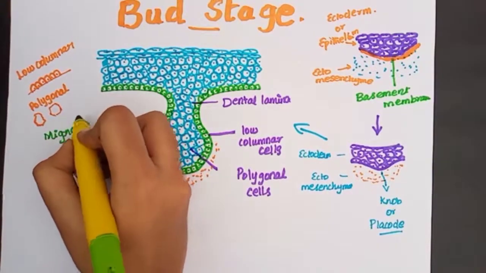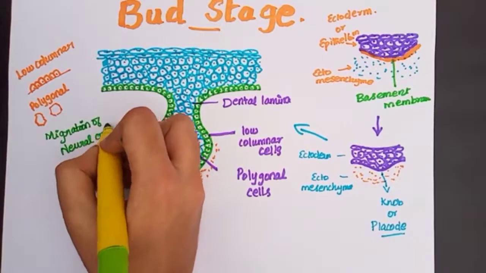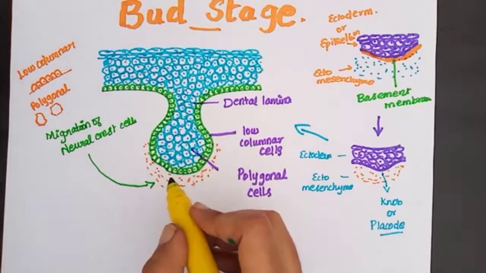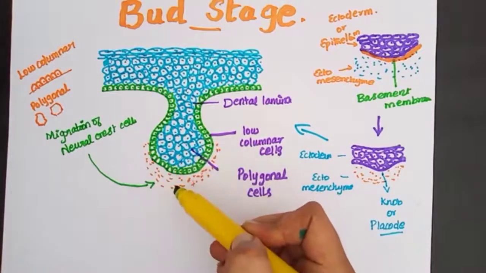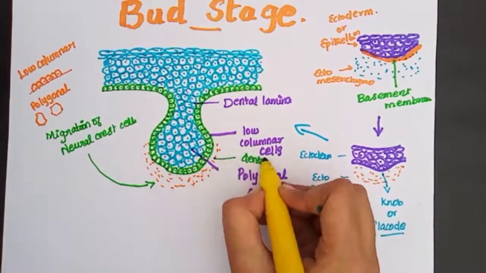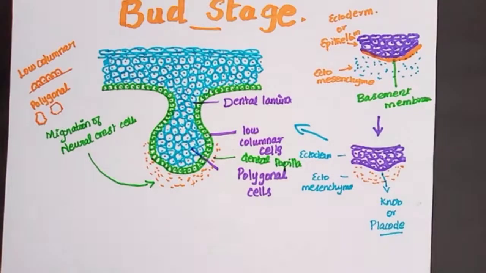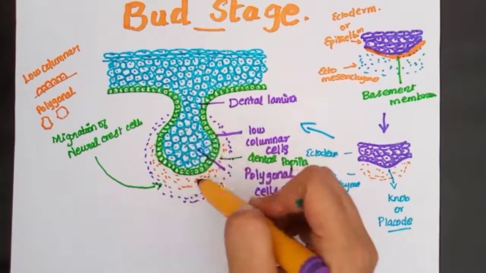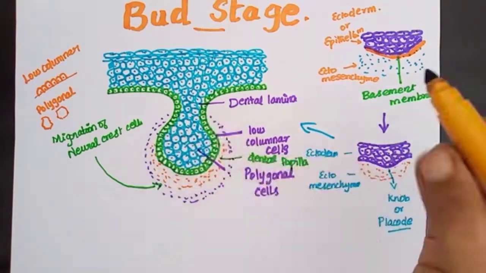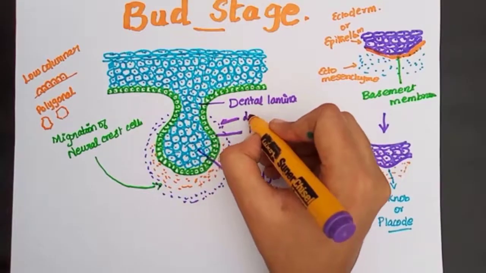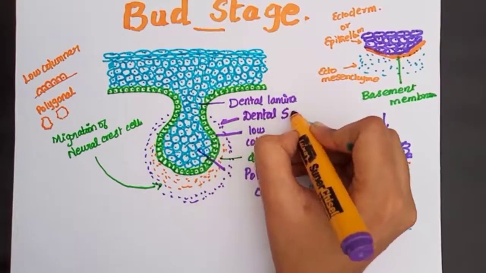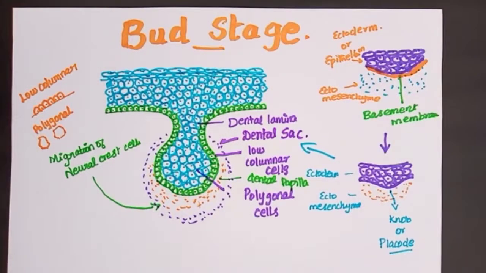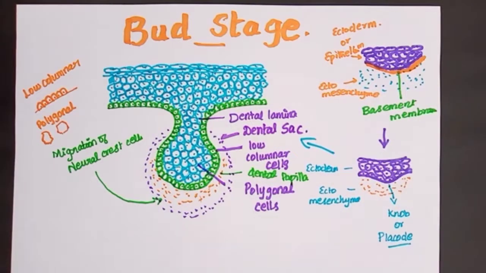Due to the increased mitotic activity and the migration of neural crest cells into the area of ectomesenchyme, the cells surrounding the tooth bud condense, that is, they become dense, and this condensation is called dental papilla. The condensed ectomesenchyme that surrounds the tooth bud and the dental papilla is called dental sac or dental follicle. Both the dental papilla and the dental sac become more defined as the enamel organ grows into cap and bell stages.